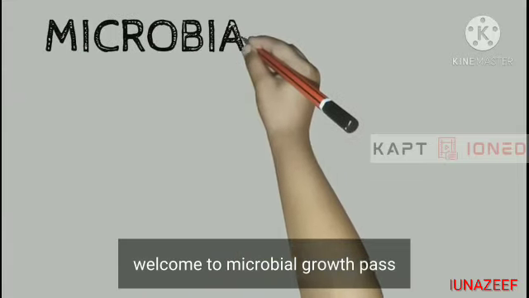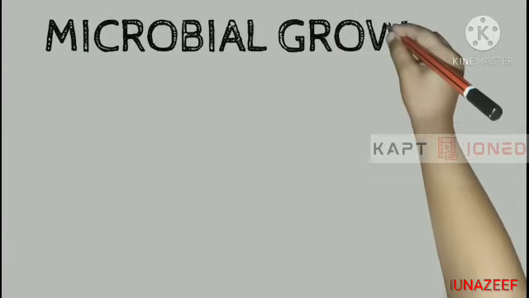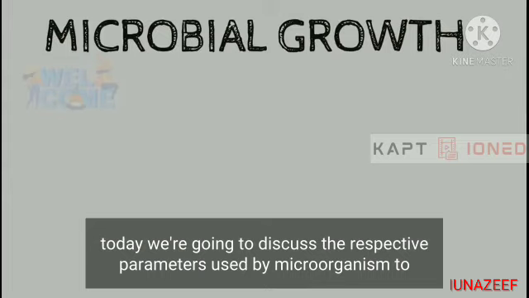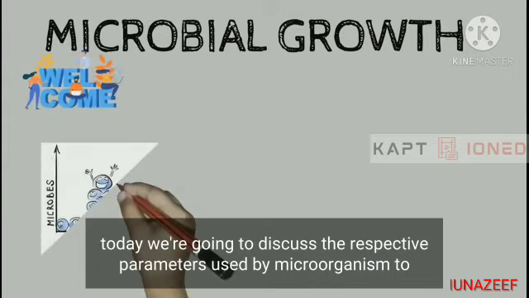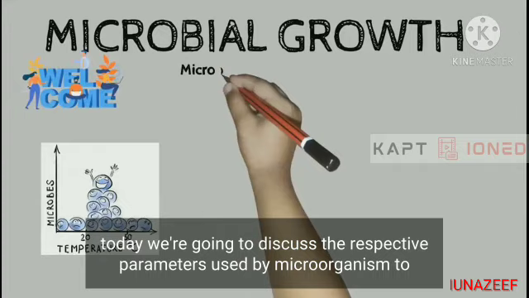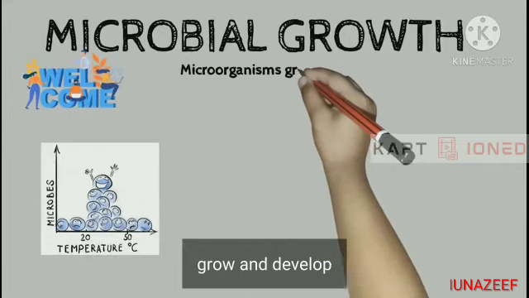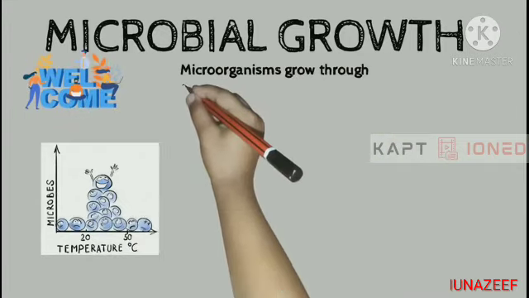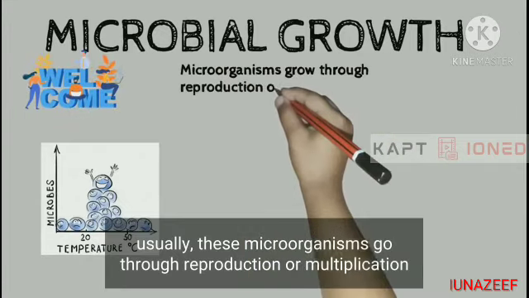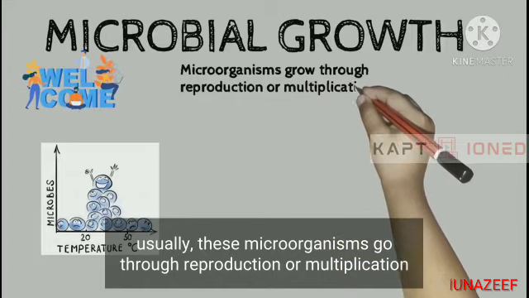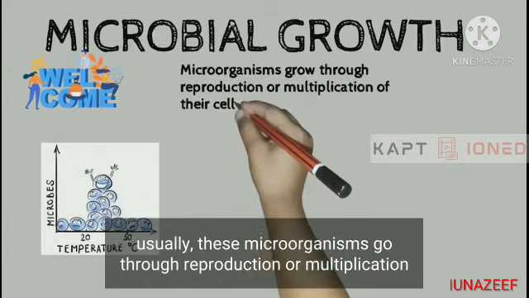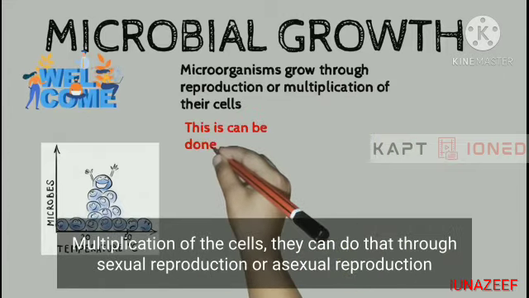Welcome to Microbial Growth class. Today we are going to discuss the respective parameters used by microorganisms to grow and develop. And usually these microorganisms grow through reproduction, or what we call multiplication of their cells.